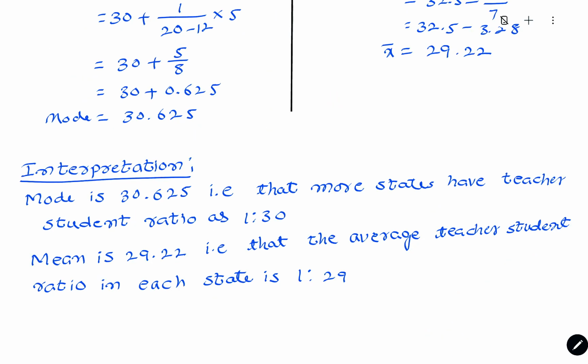then we will get 29.22. Here the interpretation: mode is 30.625, that is, more states have teacher-student ratio as 1:30. Mean is 29.22, that is, the average teacher-student ratio in each state is 1:29.